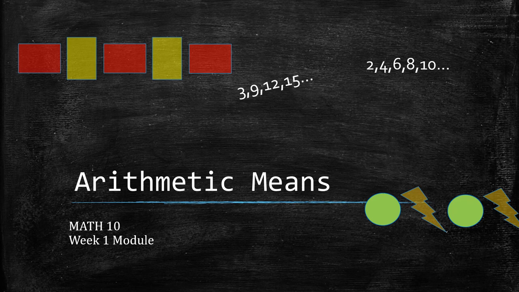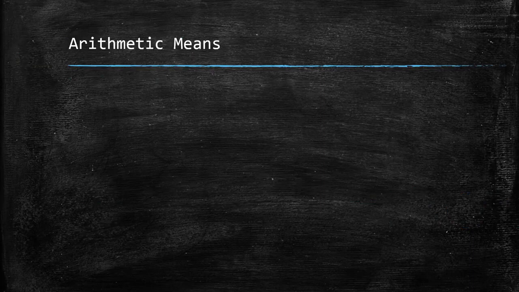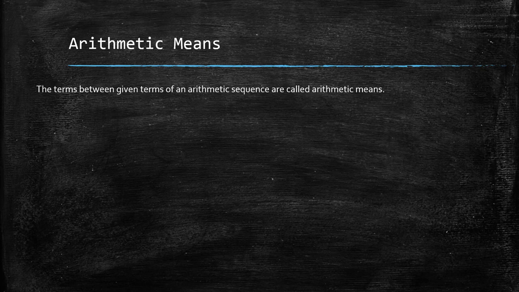Make sure you have finished watching our video on arithmetic sequence so that we can understand this better. Okay, let's proceed. First, we will know what arithmetic means are. The terms between given terms of an arithmetic sequence are called arithmetic means. Meaning, the terms in the middle of your series or sequence are called arithmetic means.